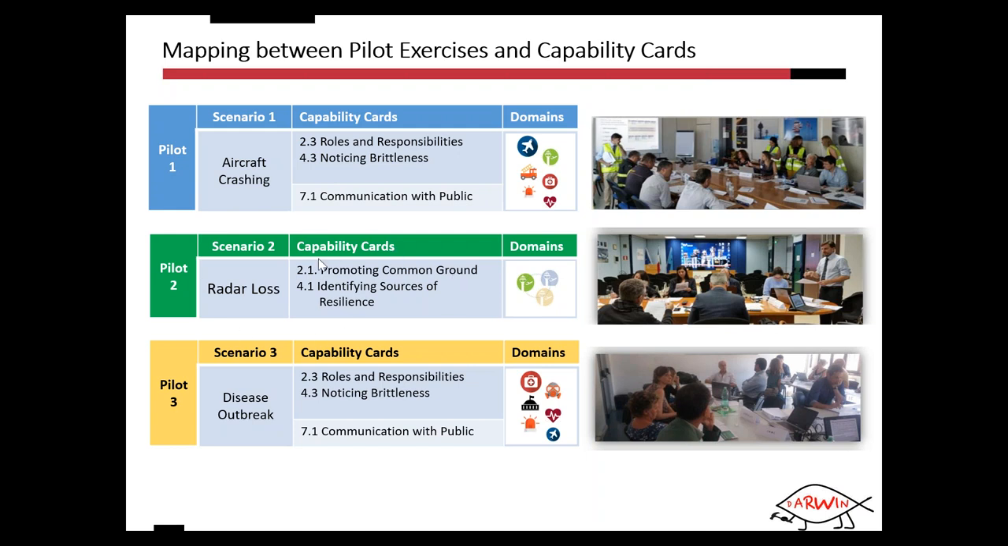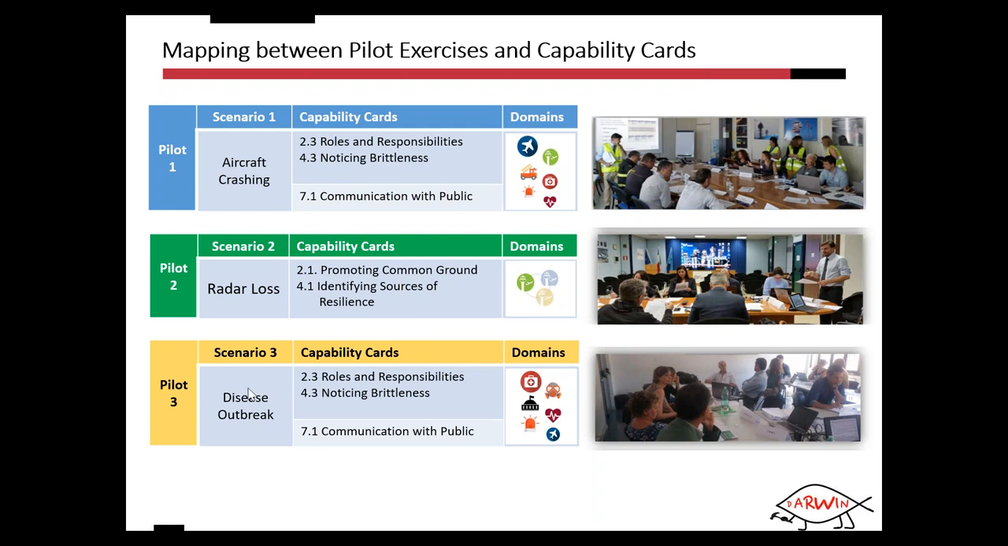While the second pilot exercise, the one focusing around the radar loss scenario, was mainly done focusing on two cards. Promoting common ground: in this case, we wanted to encourage common ground among different air traffic control centers in Italy, because these centers can collaborate together in the management of a situation like radar loss. While the other card was the one about identifying sources of resilience. We wanted to understand how normal practices, normal procedures can already include strong elements that can be used by reinforcing them during the management of an emergency.